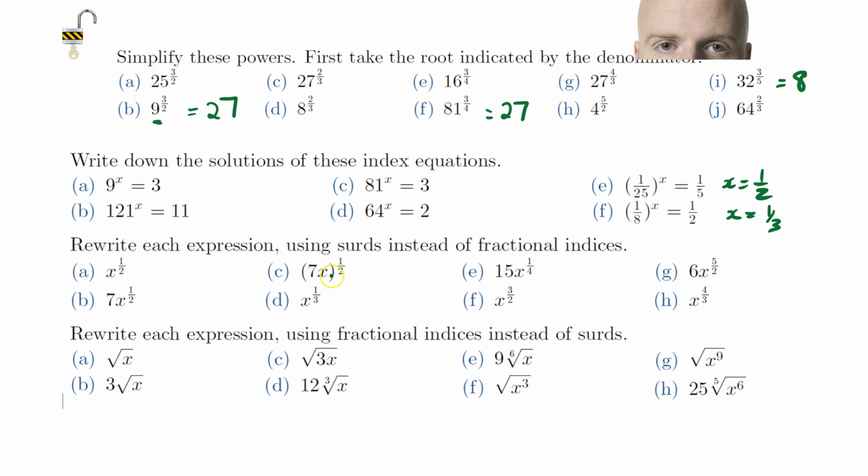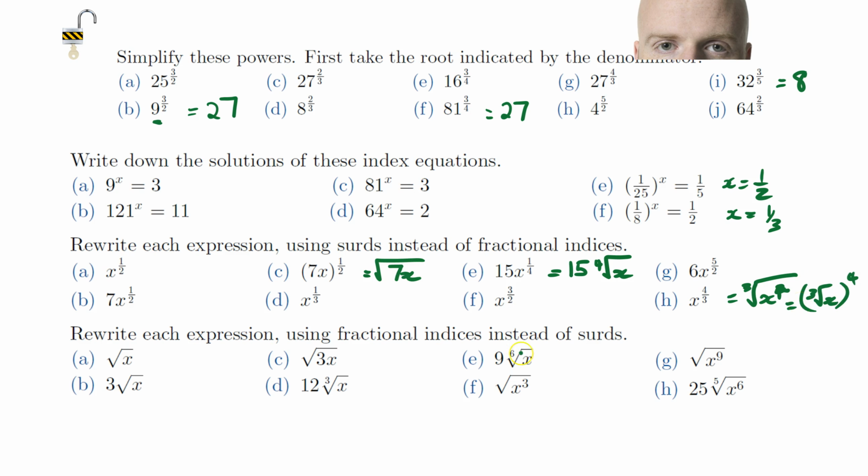Down here, use surds instead of fractional indices. So if we have this one, for example, 7x all raised to the half, that's the square root of 7x. This one here, 15x to the quarter is only operating on the x, so that's 15 times the 4th root of x. X to the 4/3, that's going to be either the cube root of x to the 4th, or it's going to be the cube root of x raised to the 4th power.